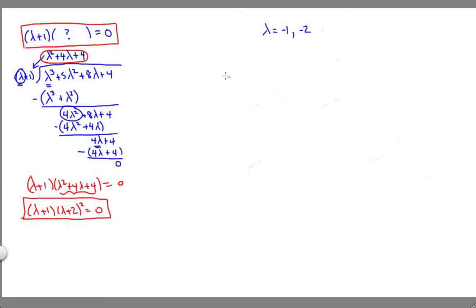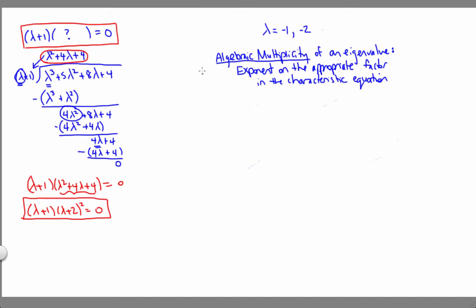Now the last thing that we need to do is state the algebraic multiplicities for each eigenvalue. The algebraic multiplicity of an eigenvalue is defined as the exponent on the appropriate factor in the characteristic equation. So the characteristic equation is this equation here that gives us our eigenvalues, and we're interested in the exponents. So let me first state the exponent on that first factor explicitly. The exponent on the first factor is 1, the exponent on the second factor is 2.